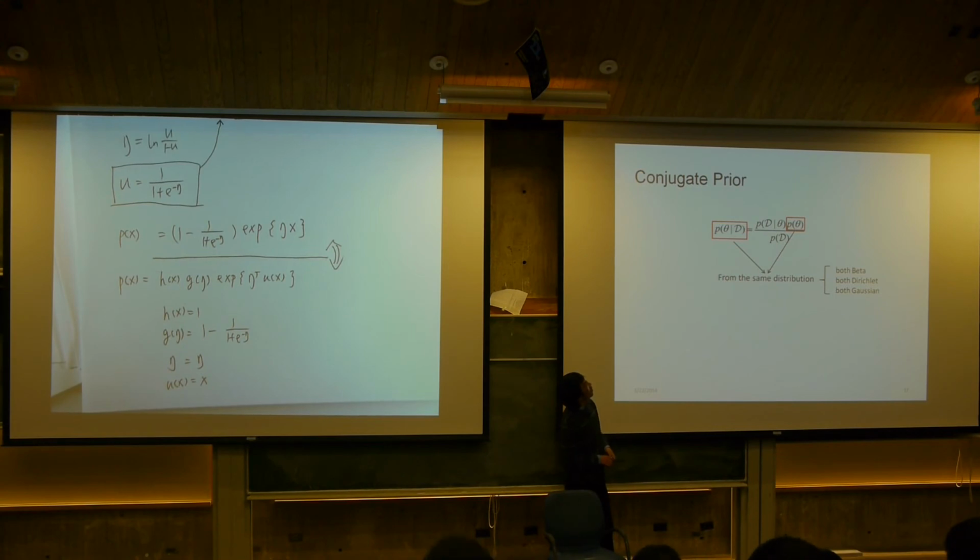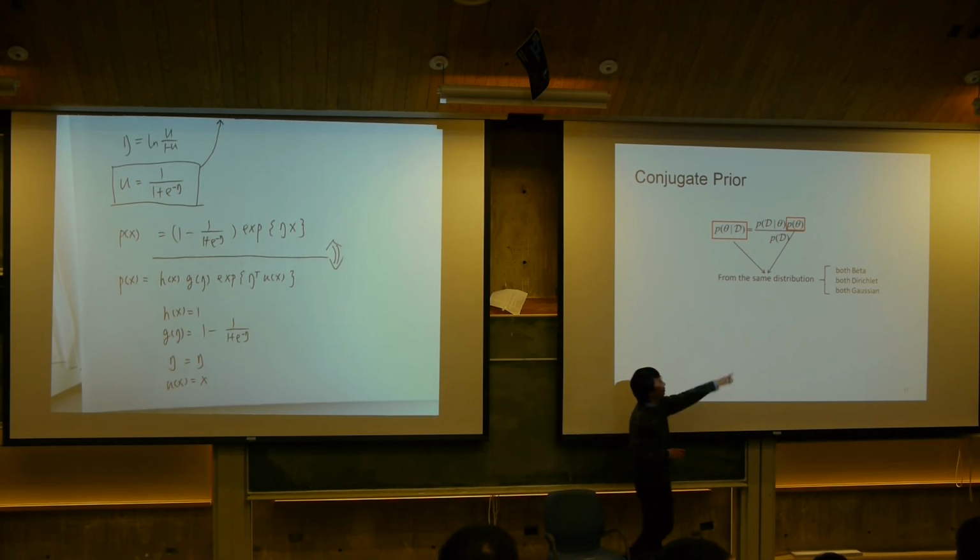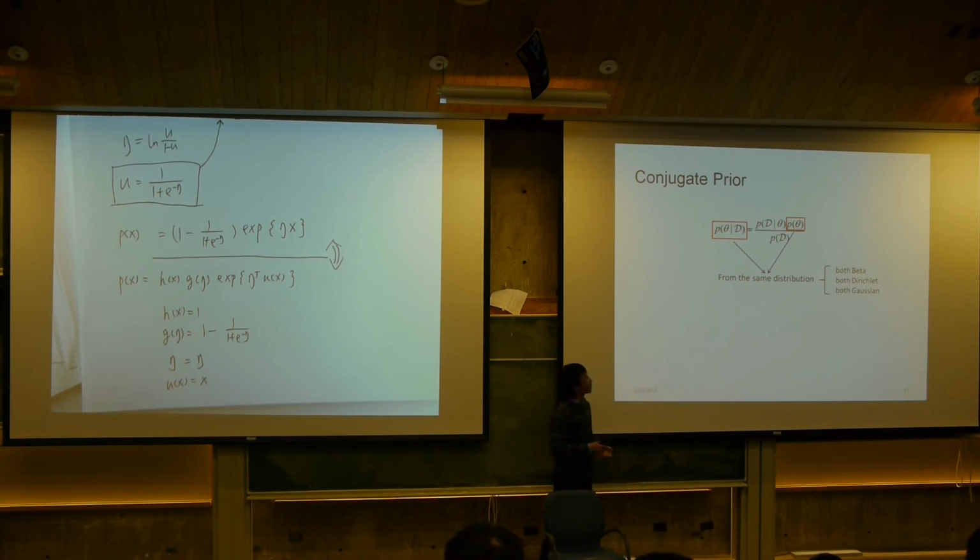The definition of conjugate prior is: if the prior distribution p(theta) and the posterior distribution p(theta | D) are from the same family, namely they are both from the beta distribution, or both from a Dirichlet distribution, or Gaussian. If this condition is satisfied, p(theta) is called a conjugate prior.